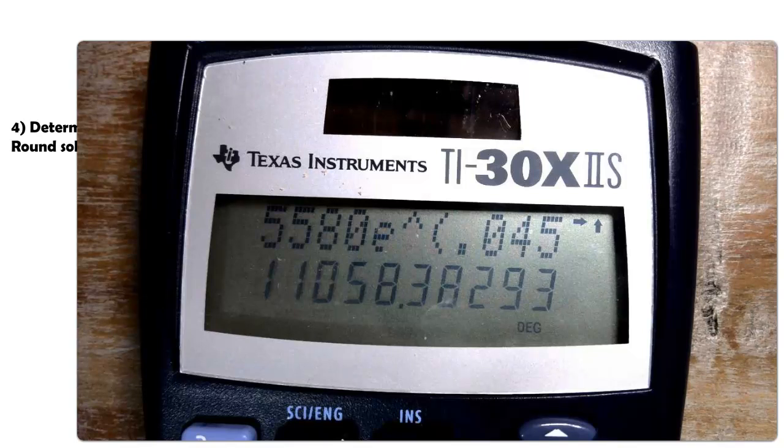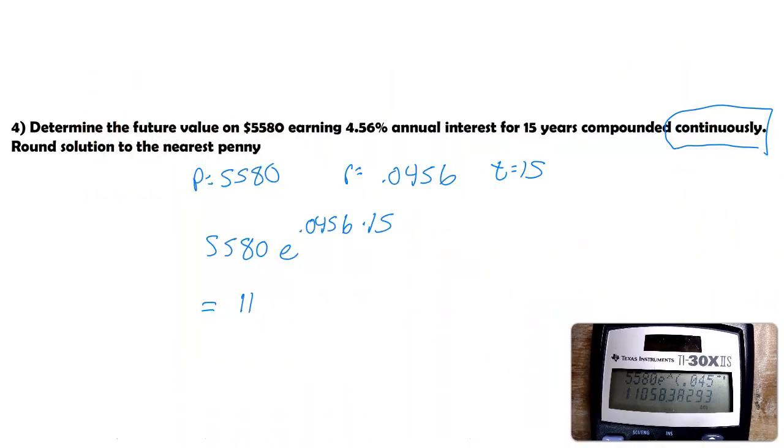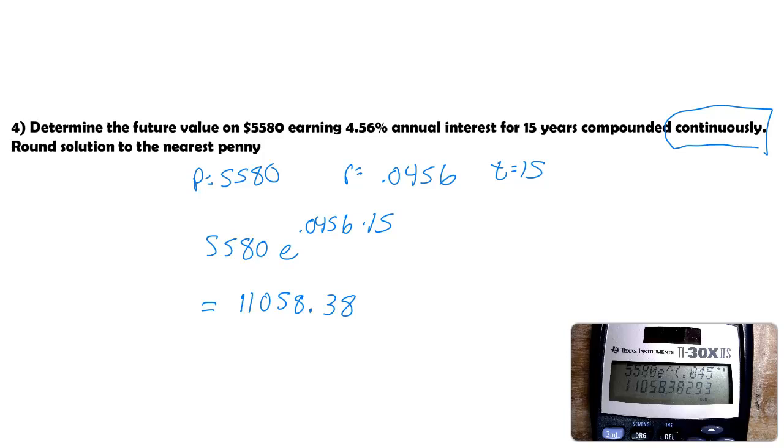And that comes out to be, what is that, 11,058.38. So there is E in our calculator. Let me just do one more example of this to make sure we know how to do this.